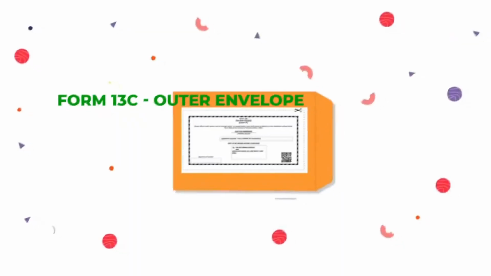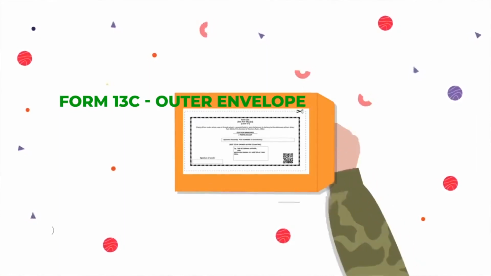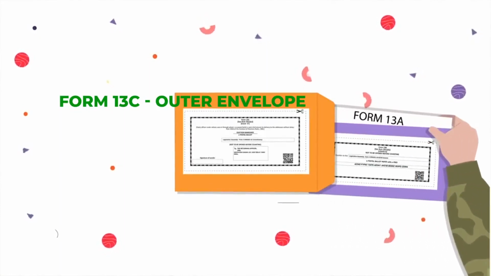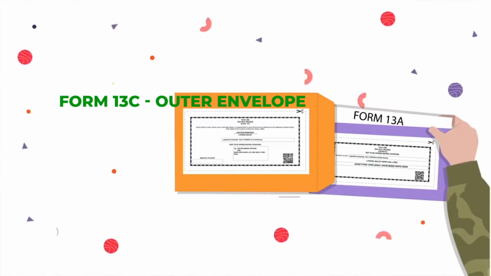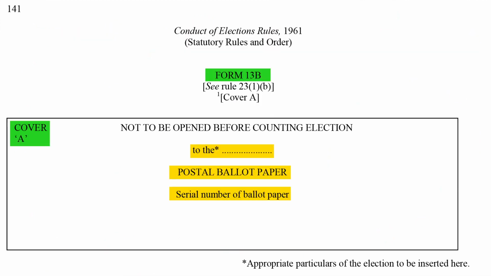So let us discuss the postal ballot. A postal ballot has three important parts. One is the outer cover or big envelope, which is called Form 13C, and inside there is a declaration form, Form 13A, and inside that is Form B, that is the postal ballot.